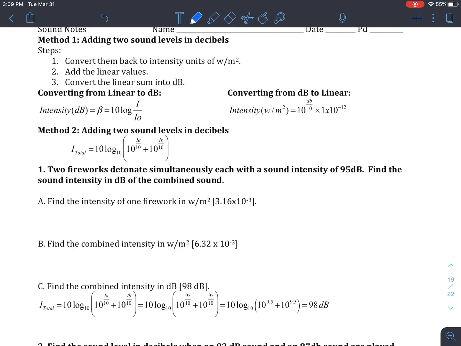Hi guys, this is going to be our final assignment for the sound packet. It's the last two pages, 19 and 20. Nothing really new, just another way to do it that's not in a chart.